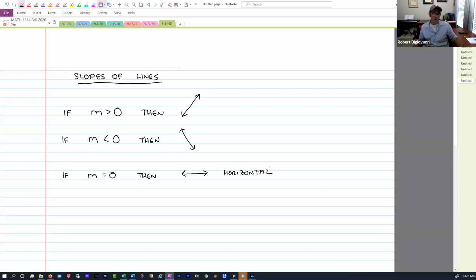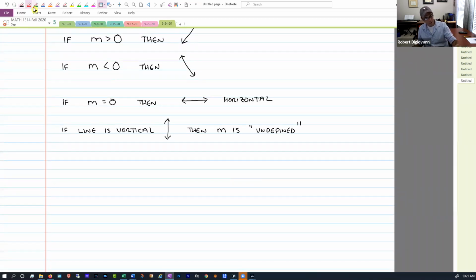Now we have one special case. If your line is vertical, then m is what we call undefined. I want us to just talk a little bit about why a vertical line has a slope that's undefined. Let's just discuss this a little bit.